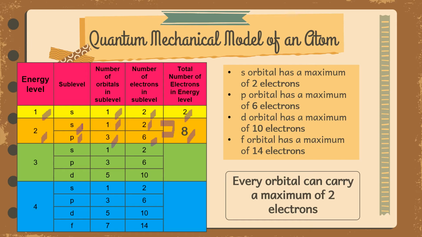The third energy level consists of sublevels S, P, and D, wherein S has 1 orbital, P has 3 orbitals, and D has 5 orbitals. They can carry different amounts of electrons: S can have a maximum of 2, P can carry a maximum of 6, and D can carry a maximum of 10. As a total, the third energy level can carry 18 electrons. The same goes for energy level 4, which consists of sublevels S, P, D, and F. Each sublevel can carry a different amount of electrons. As a total, energy level 4 can carry a maximum of 32 electrons.